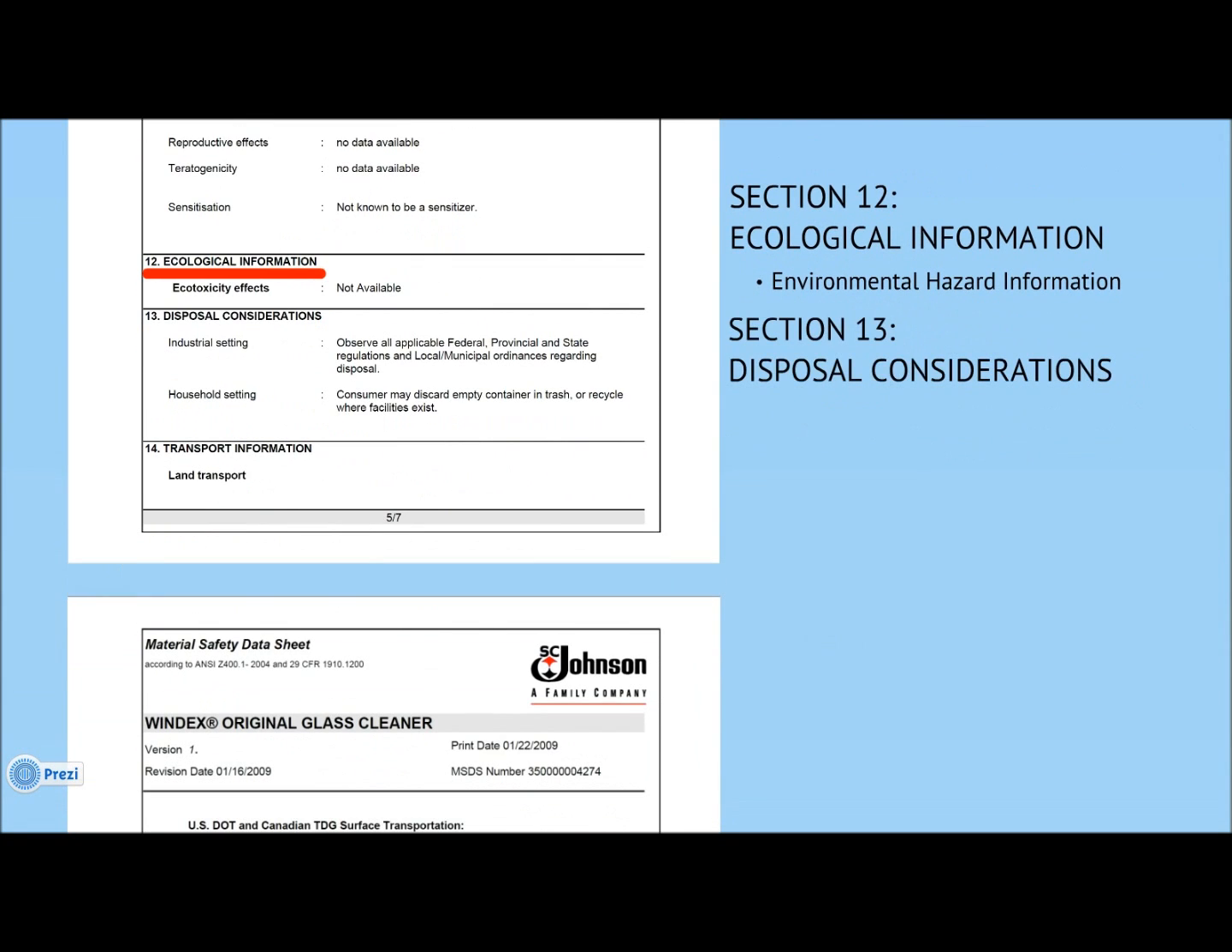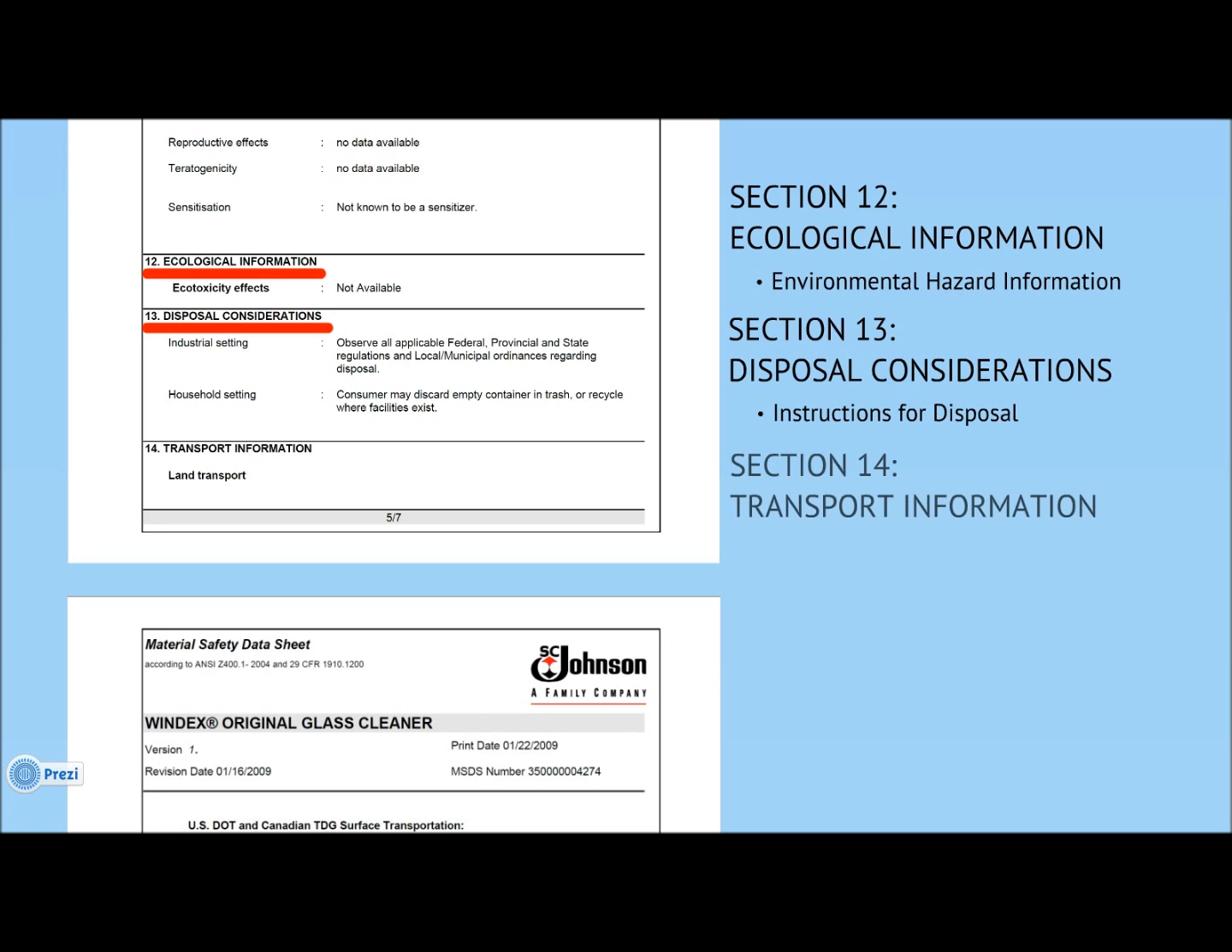Section 13. Disposal considerations. This section provides guidance on proper disposal practices. Information may include a description of appropriate disposal containers, recommendations of appropriate disposal methods, a description of the physical and chemical properties that may affect disposal activities, and any language discouraging sewage disposal or avoiding landfills.